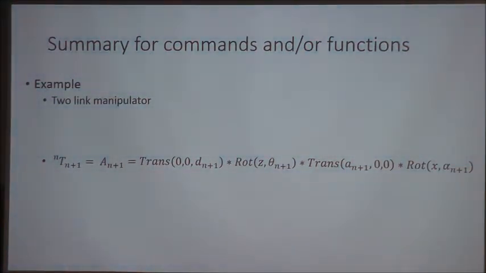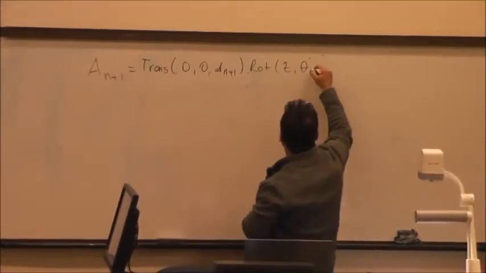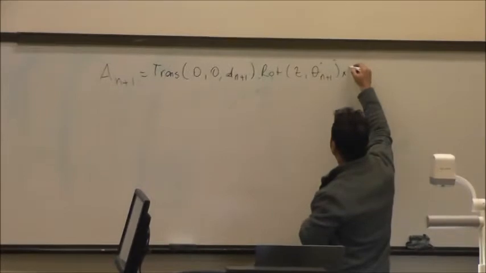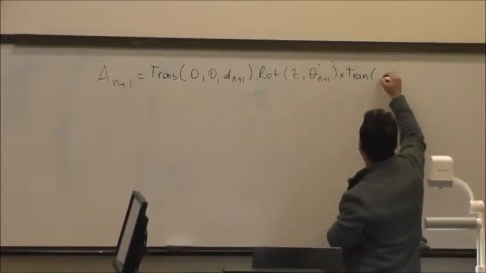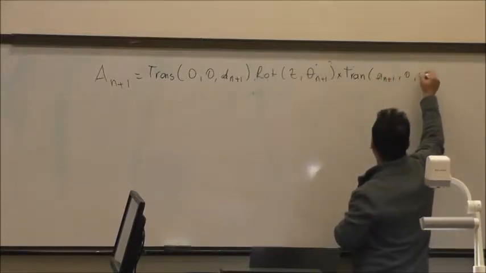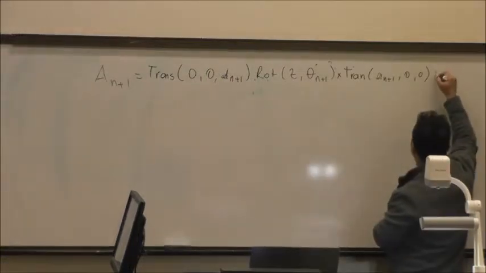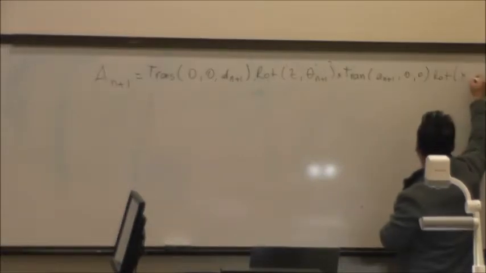For this example, the question says, find me the A n plus 1, which is actually translate, and the distance is d n plus 1, and rotated with respect to Z, and the amount is theta n plus 1, right? Times translate the amount a n plus 1, 0, 0, and it's turned on the x coordinate, the amount is alpha n plus 1.